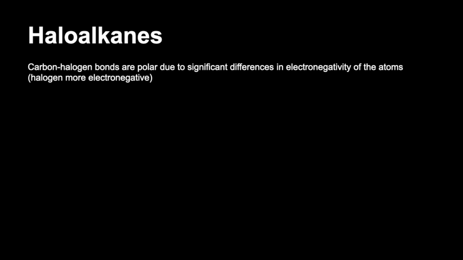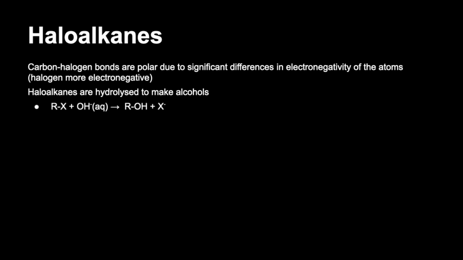Moving on to haloalkanes now. So carbon-halogen bonds are polar due to the significant differences in electronegativity values of the atoms. Halogens are always more electronegative than the carbon. Haloalkanes are hydrolyzed to make alcohols. So if you hydrolyze with an aqueous alkali, you get the alcohol and a halide ion. If you hydrolyze with H2O, you still get the alcohol, but you get a hydrogen halide in solution. So you get the H+ ion and the halide ion.